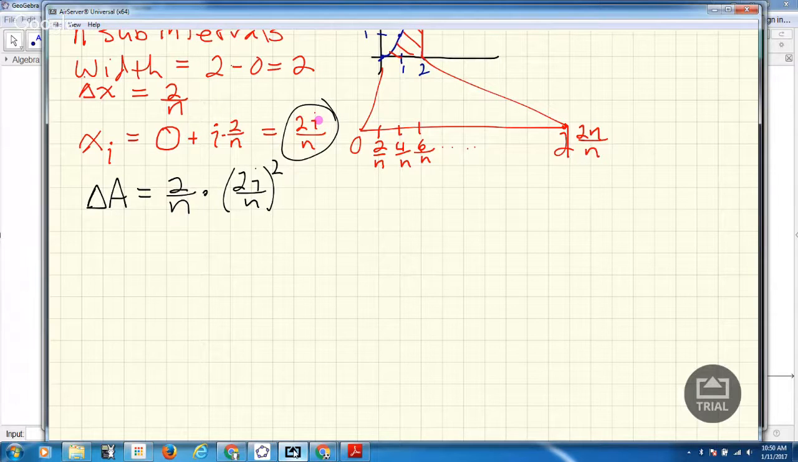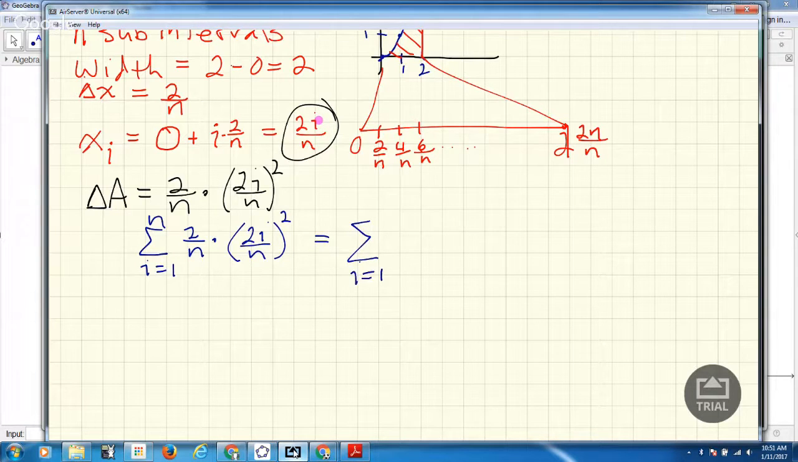So now I'm going to have a summation as i goes from 1 to n, and each rectangle has a base of 2 over n and a height of (2i over n) squared. Cleaning that up a little bit, I get a sum, excuse that teenage noise in the background, quiet down shortly. So I'm going to have a 2 over n, and then I'm going to square that thing inside, so that's going to be 4i squared over n squared.